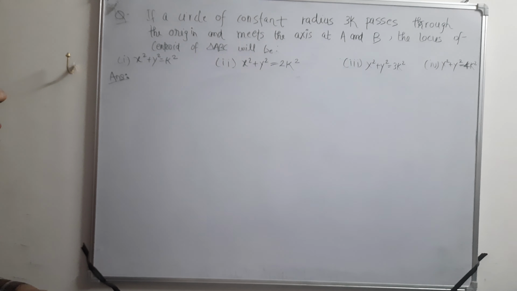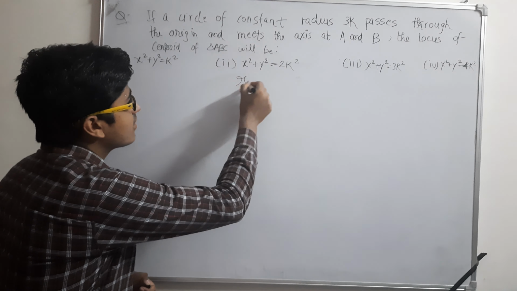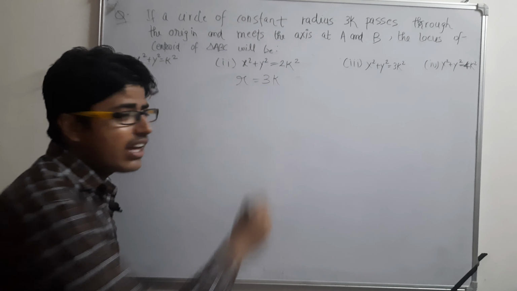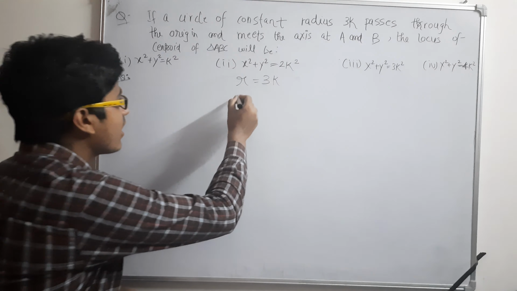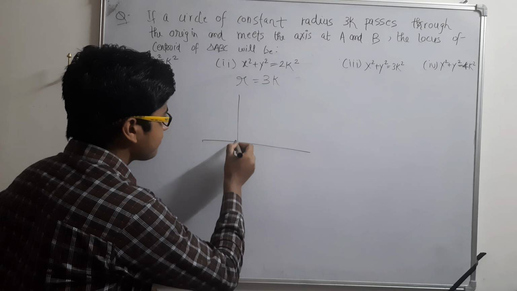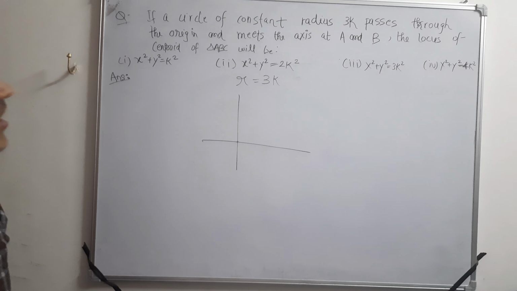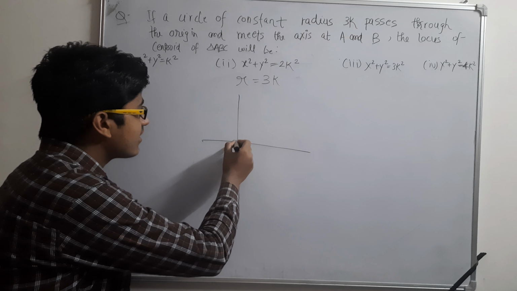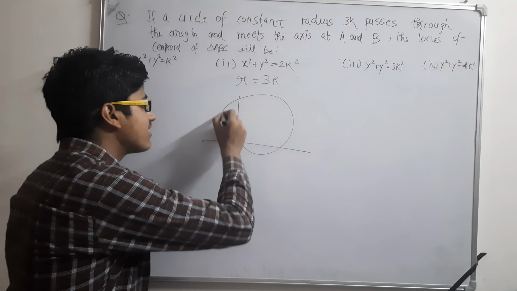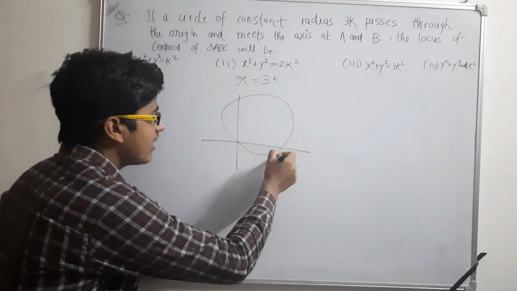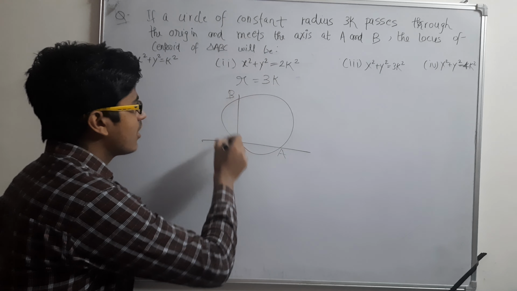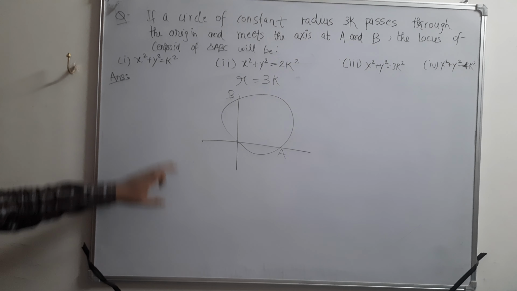Okay, you got the question. The radius of the circle is 3k. Okay, and it is passing through the origin. This is a point. And it is meeting the axes at A and B. It will definitely meet the axes somewhere, and we will name that A and B. No problem. Now what does this say?